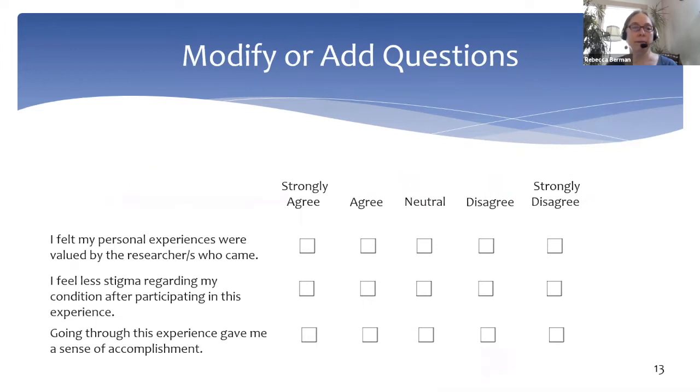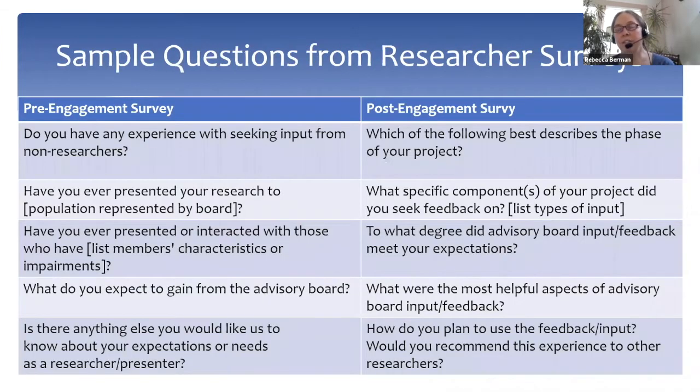And then some of our bureaus have chosen to add questions or change the wording of the questions. This comes from the Mesulin Bureau, which was made up of persons recently diagnosed with dementia. And that bureau, they chose to add questions that they felt were really relevant for their population. Next slide, please. And this is just a few sample questions from our researcher surveys.